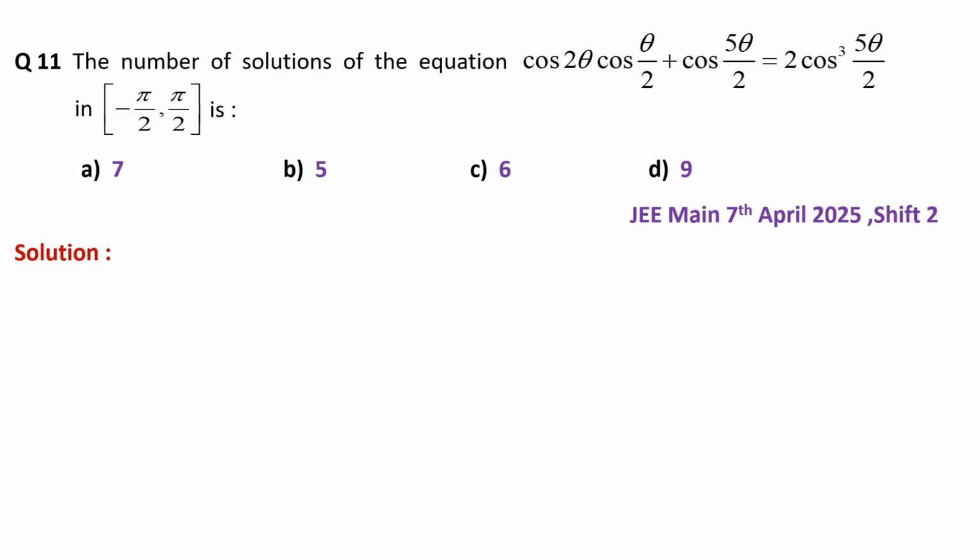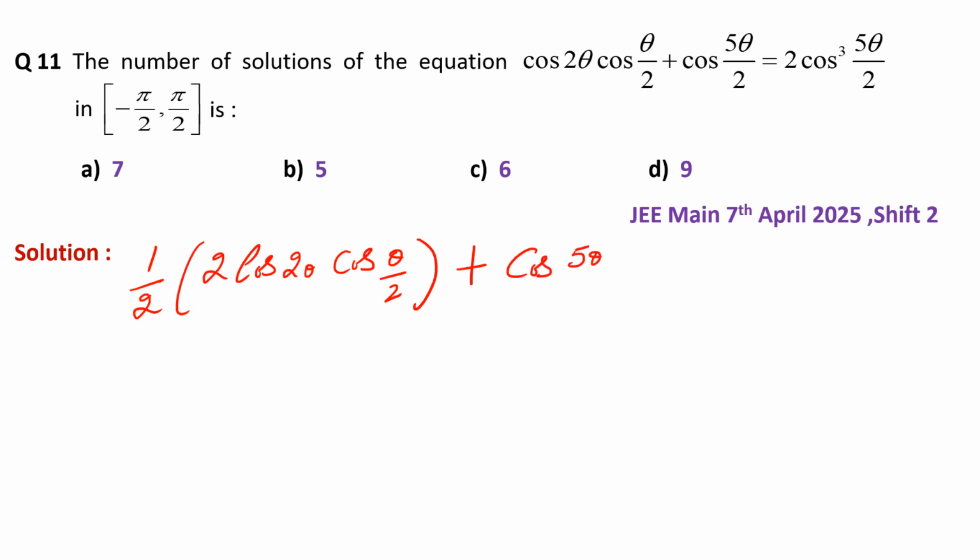Now students, to solve this equation, first of all, I will write cos 2 theta into cos of theta by 2 as 1 upon 2 into 2 times cos 2 theta into cos of theta by 2, because I want to complete the trigonometric formula 2 cos A into cos B, which we know is equal to cos of A plus B plus cos of A minus B. And then we have plus cos 5 theta by 2 equal to 2 cos cube 5 theta by 2.